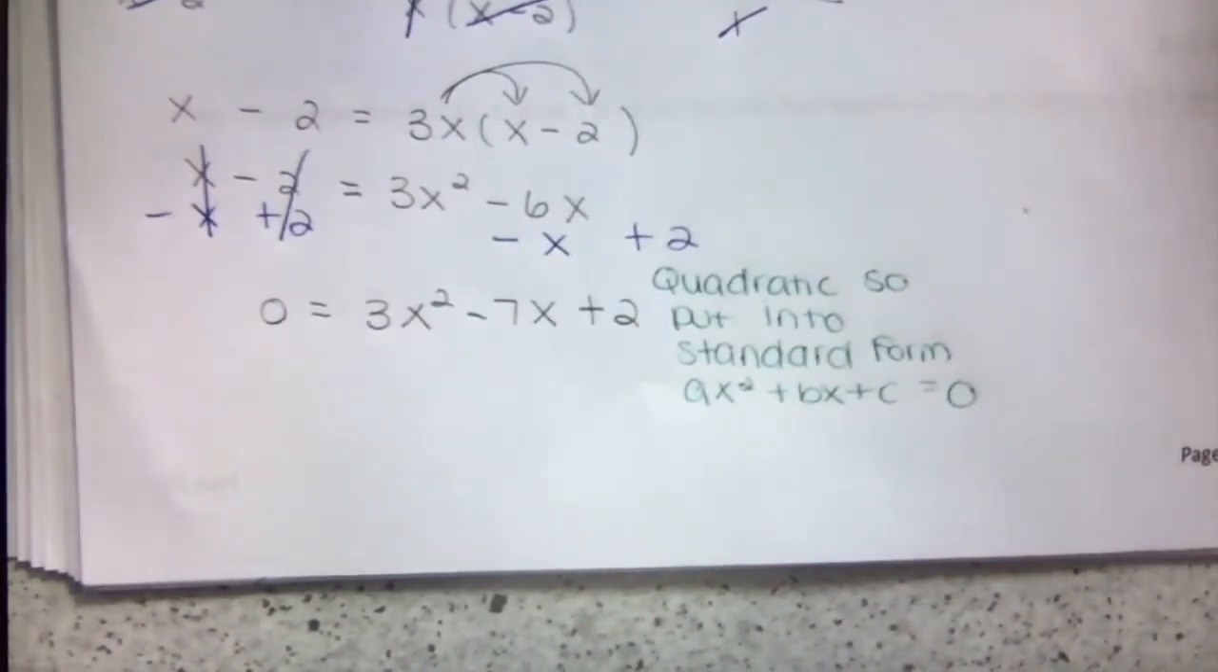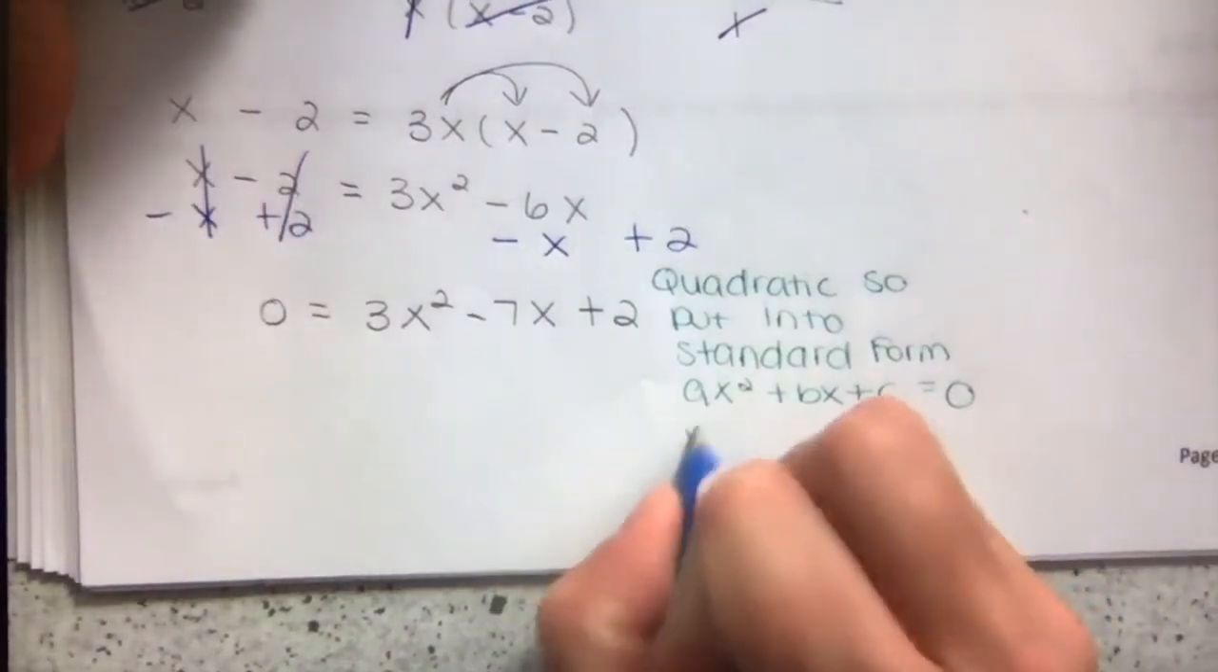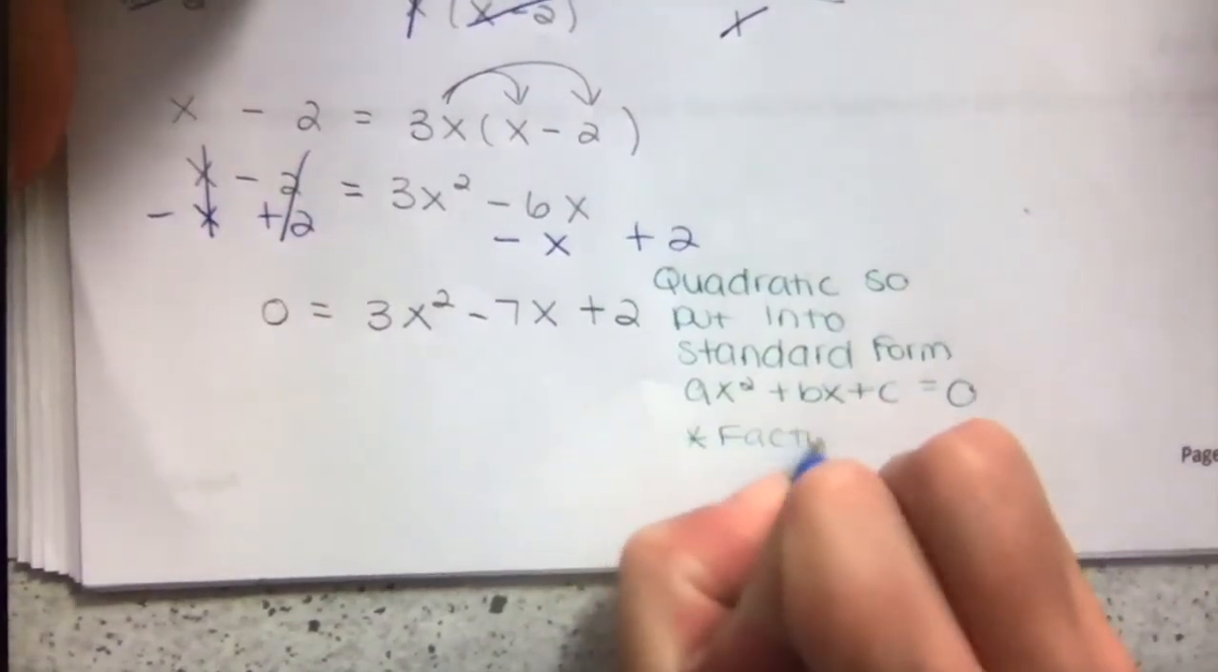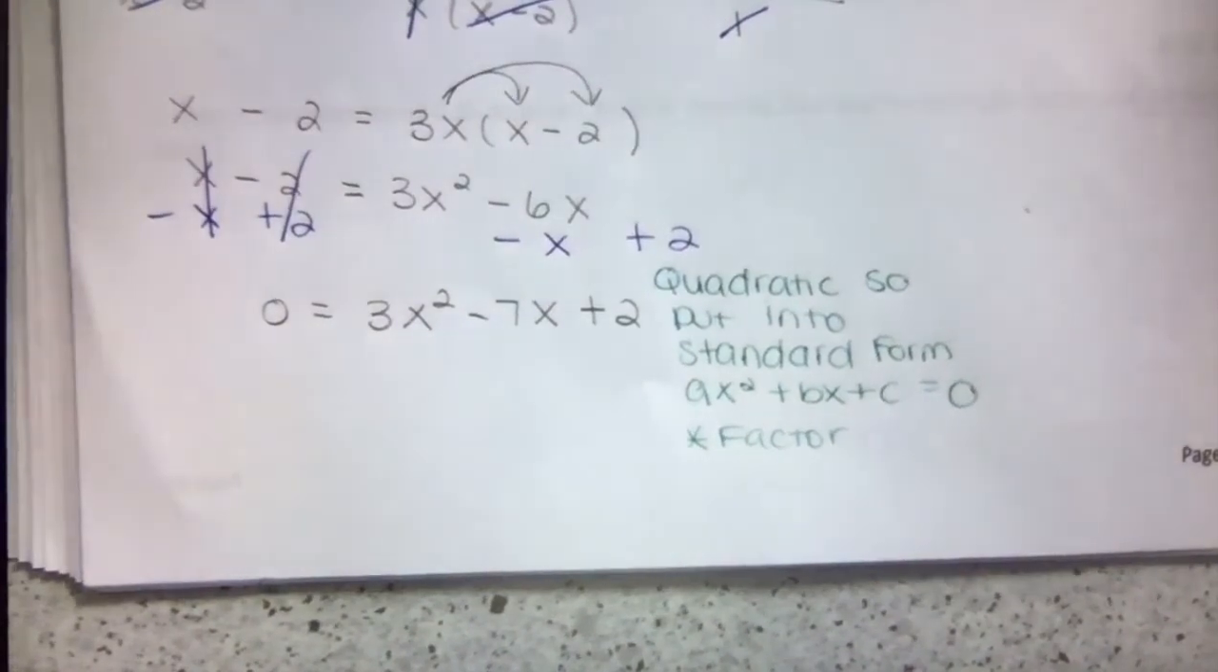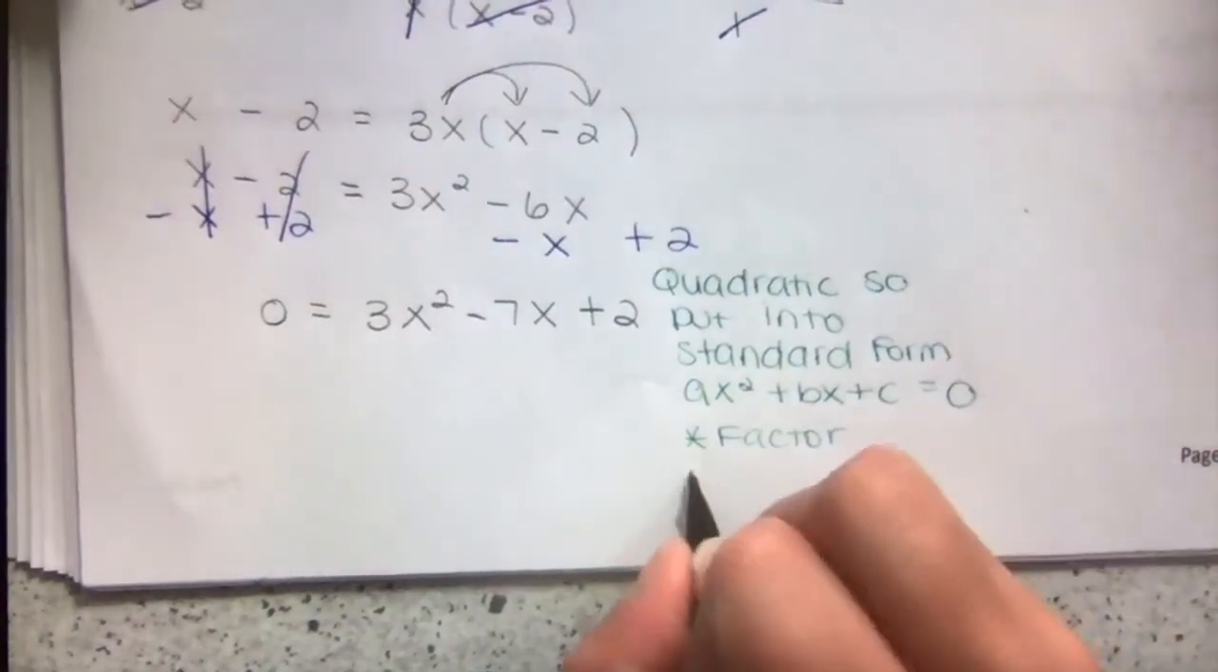Haha, very funny. All right, so 3x squared minus 7x plus 2. Let's go ahead and factor this. Our first step in factoring is GCF. Is there anything that 3x squared minus 7x plus 2 have in common? Nope, so no GCF.